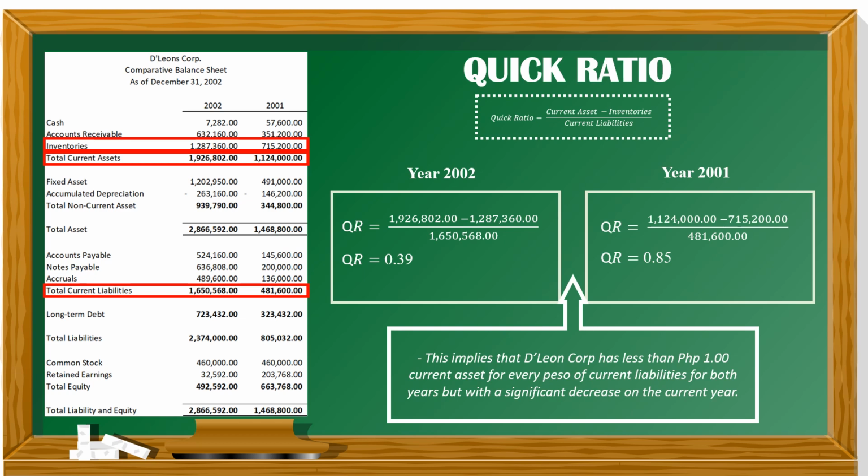Now, there is also a significant decrease of the quick ratio from 2001 to 2002, mainly because there was a significant increase on its financing activity, which you can see in its total current liabilities. Okay, so from 481 here, it increased to 1,650,568.